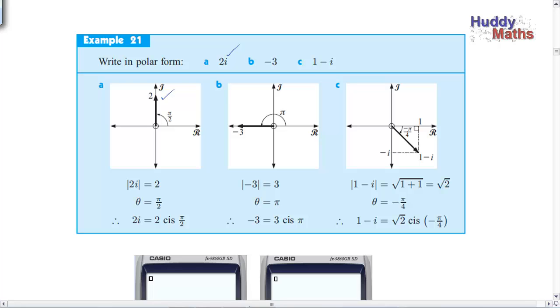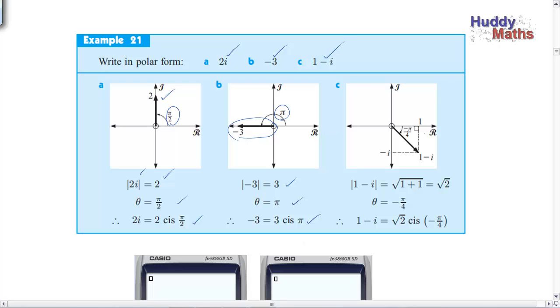2i, let's plot it, always good. 2i is 2 units up the imaginary axis. So the size of it, the length of that, is 2, and the angle is pi on 2. So 2i is 2 cis pi on 2. What about neg 3? Neg 3 is on the real axis here, its length is 3. The angle is clearly pi, so neg 3 is 3 cis pi. So you can do everything, any position on the Argand diagram now.